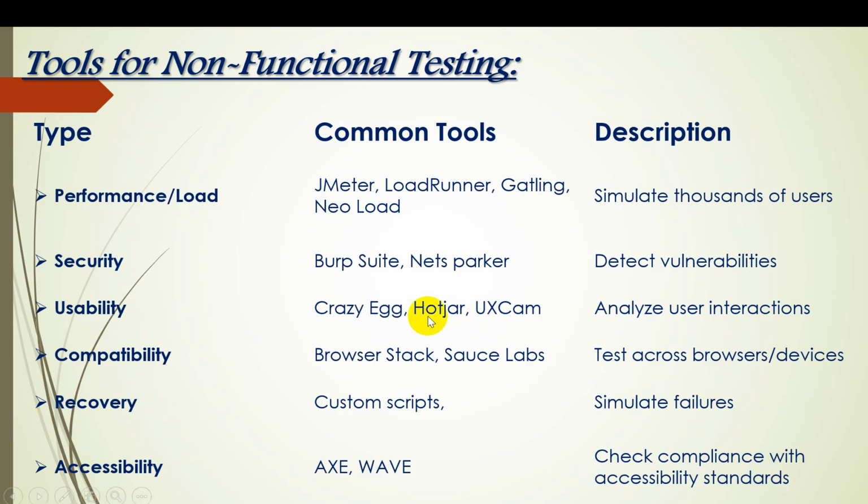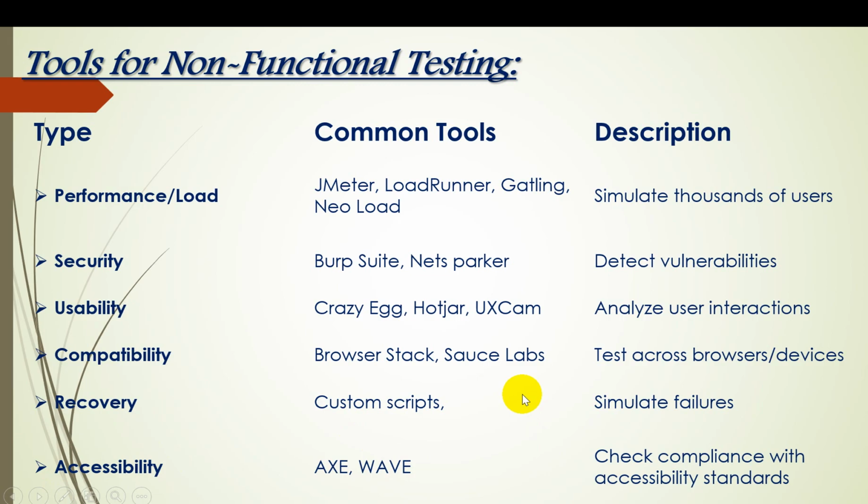For that we have Hotjar and UserCam that analyze the user interaction. For compatibility we have BrowserStack and CrossBrowserTesting that are used for testing across browsers and devices. Then for recovery we have a custom script as the tool, and there we can simulate failures. And the last one is accessibility. We have Axe and WAVE. There we can check the compliance with accessibility standards. So these are the tools we have in non-functional testing.